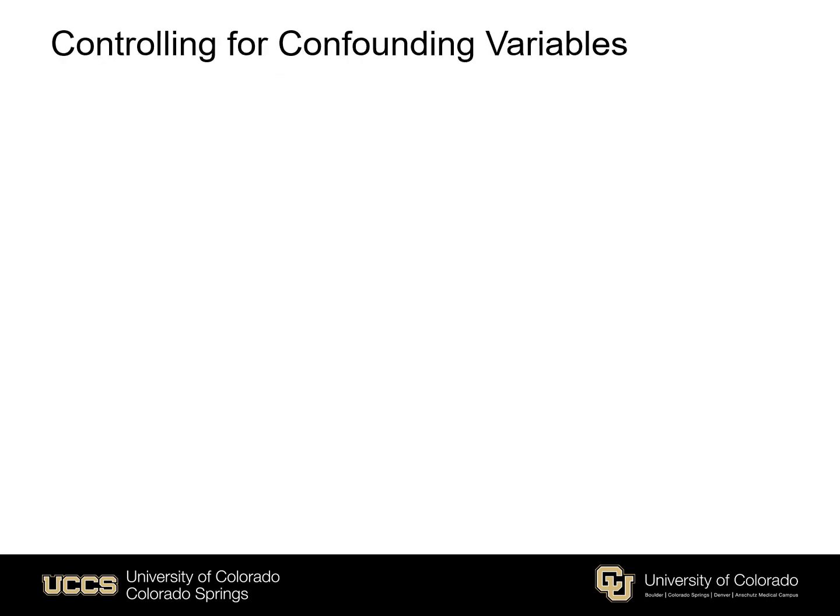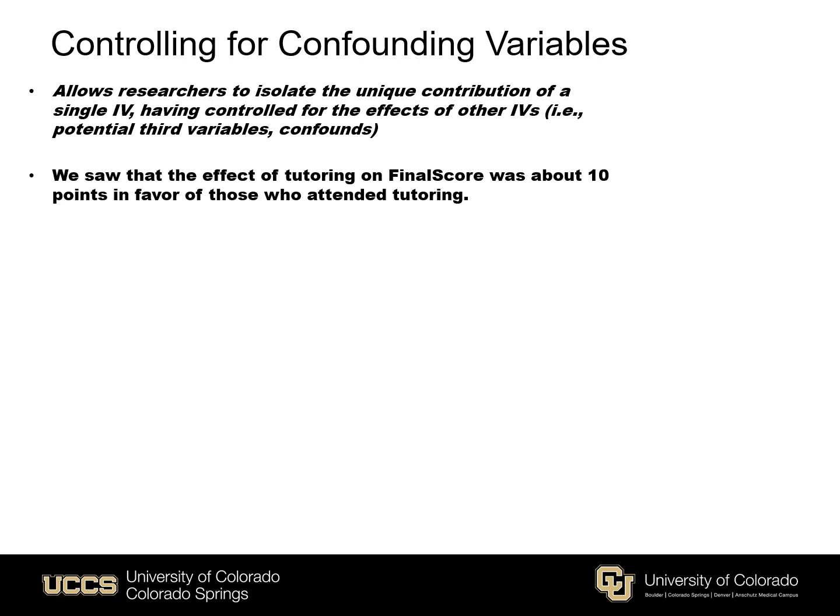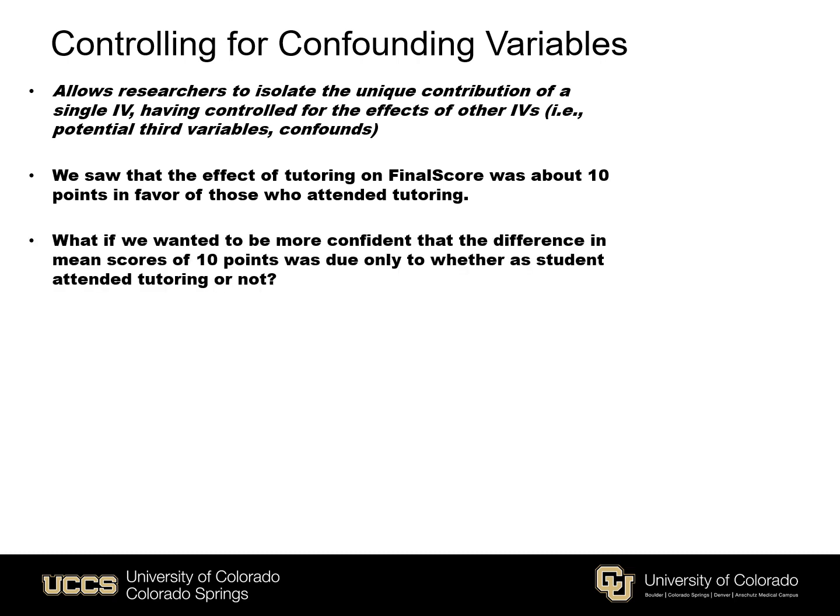So let's talk a bit more about this idea of controlling for confounding variables. Here is the bullet that I pulled over from the previous slide, where I indicated that multiple regression allows us to isolate the effects of independent variables uniquely, and that helps us with confounds. Let's talk about an example in your data set. We saw that the effect of tutoring on the final score was about 10 points in favor of those who went to tutoring.